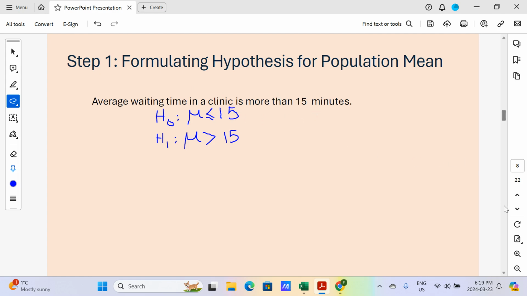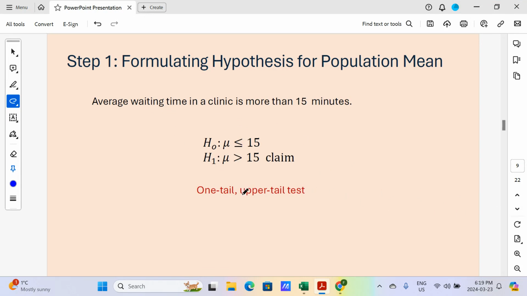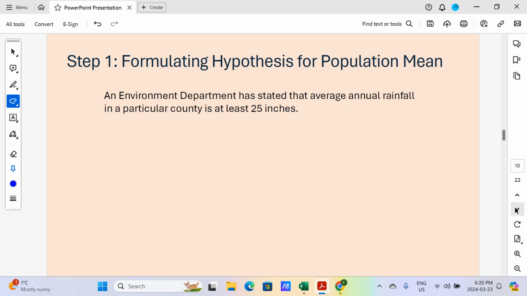Okay, so it's step one. Here, I have a one-tail test. When we don't have an equal sign or not equal sign, and we have more than or less than, we call that a one-tail test. It's a one-tail test, and here the tail is on the upper side. Look at here, we have a situation like this one. It's one tail and the tail is on the top. I'm going to explain about that later in the next slide, okay?